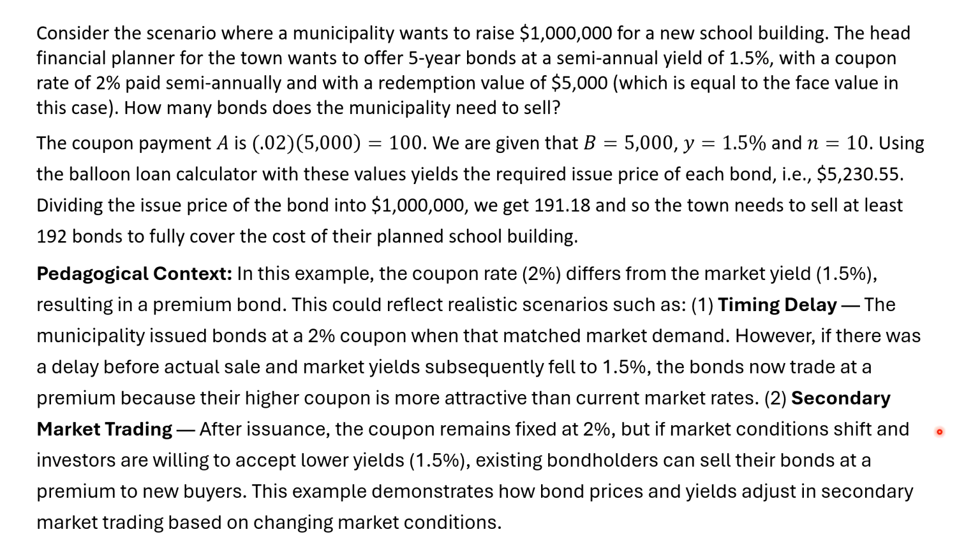Another possibility is secondary market trading. Maybe a bank or an investment company bought a whole bunch of these bonds at first, and then the market changed, as in the first possibility. After issuance, the coupon remained fixed at 2%. That's always the case. But if market conditions shift and investors are willing to accept lower yields, 1.5%, existing bondholders can sell their bonds at a premium to new buyers. This example illustrates how bond prices and yields adjust in secondary market trading based on changing market conditions.